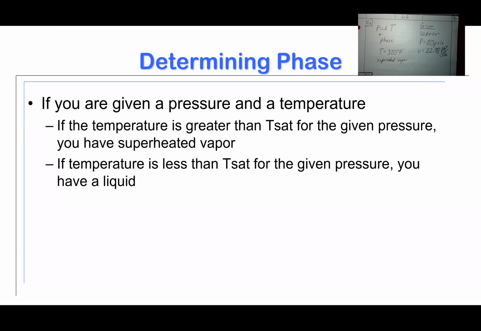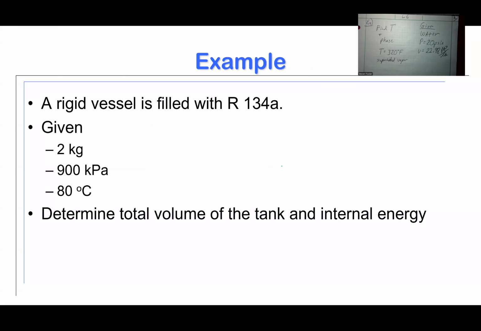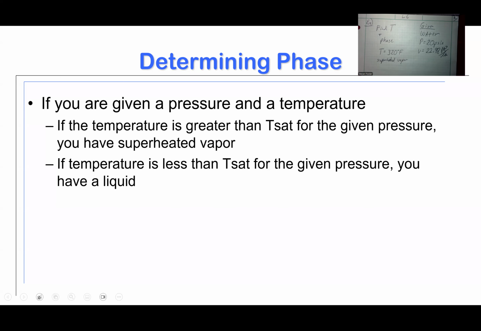So, continuing on determining the phase, an important scenario here is given pressure and temperature. We saw in the previous problem given pressure and specific volume; this is another scenario, and a very common one. Given pressure and temperature, if the temperature is greater than the saturated temperature, essentially the boiling temperature, at the given pressure, then you have a superheated vapor.